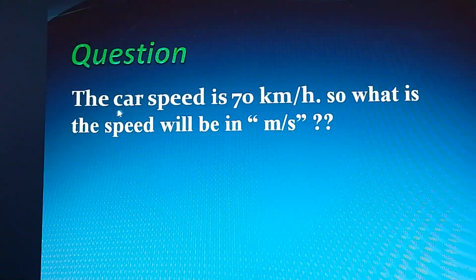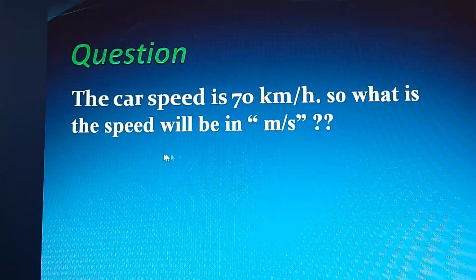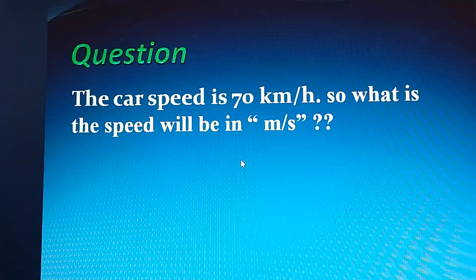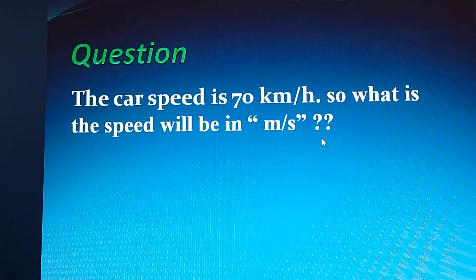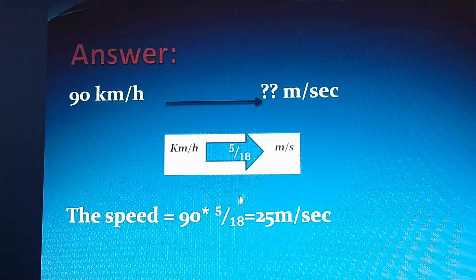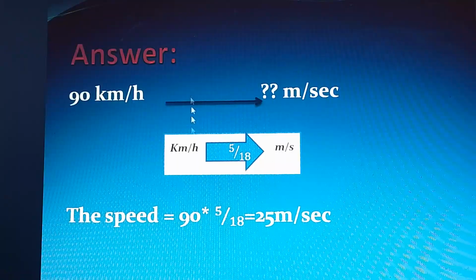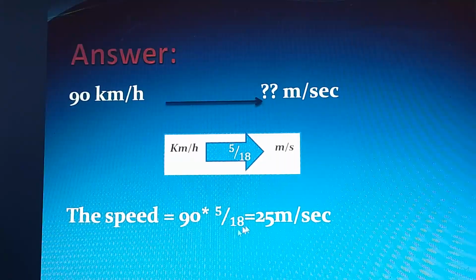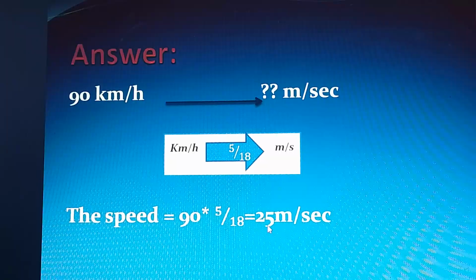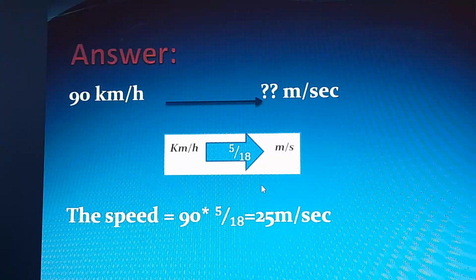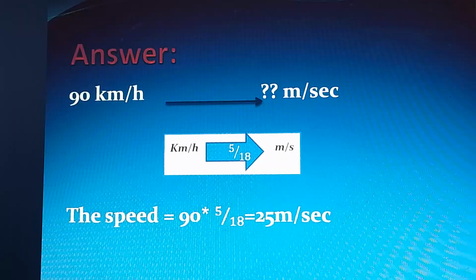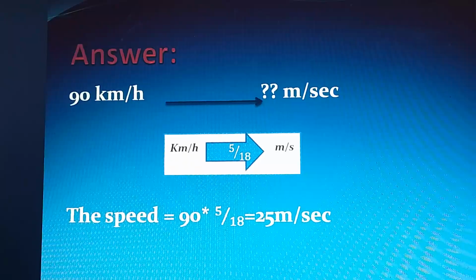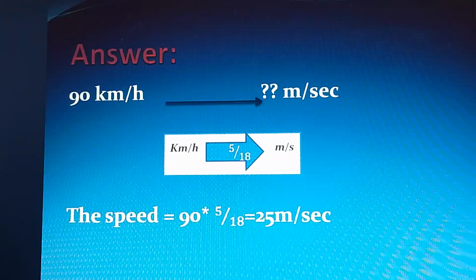Problem. The car speed is 70 km per hour. What will the speed be in meter per second? 70 times 5 over 18 equals 20 meter per second. If the value is 90 km per hour, 90 times 5 over 18 gives 25 meter per second. In this kind of problem, they usually compare between two motions, like the motion of a car and a bike, or the motion of an ant and another organism. Okay?